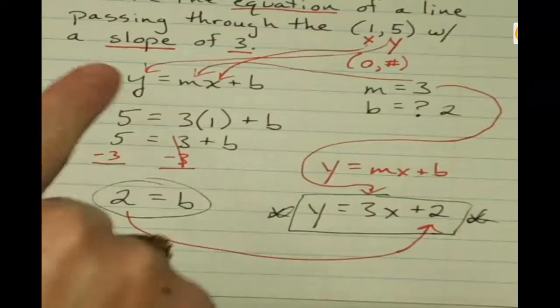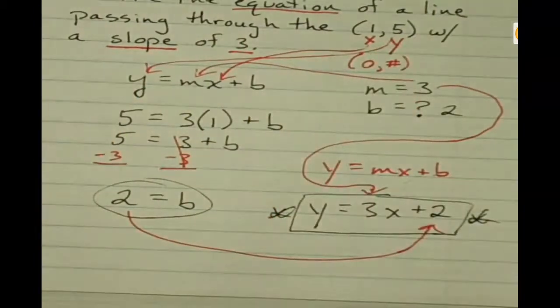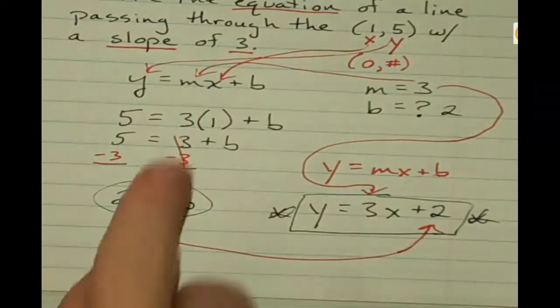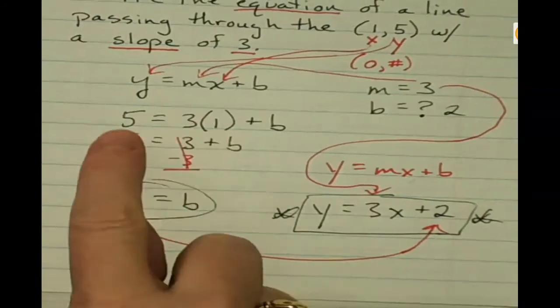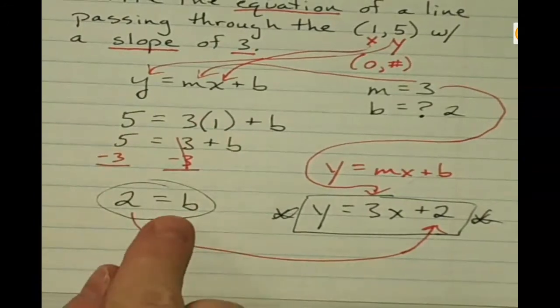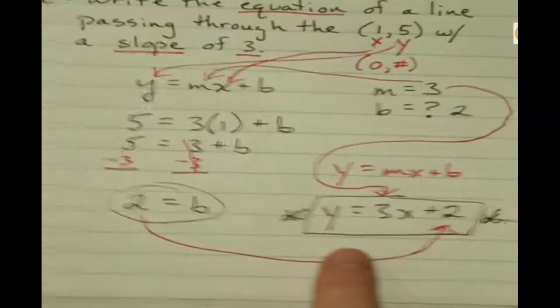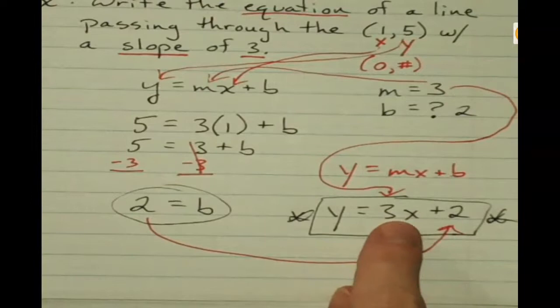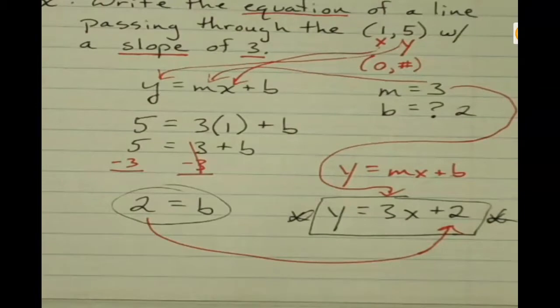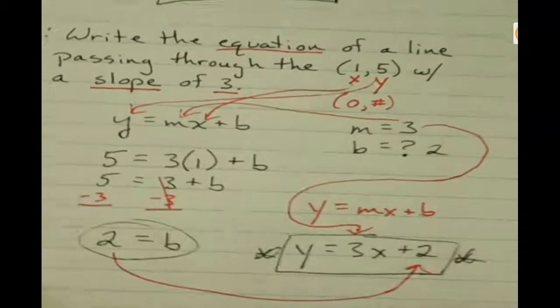So when they give you the slope and the point, you know what you got to do. Substitute the slope, x, y, solve for b. Now that you have your b and your slope, you can rewrite with your slope and your b. Got it? Anyone have questions? All right, let's move on.